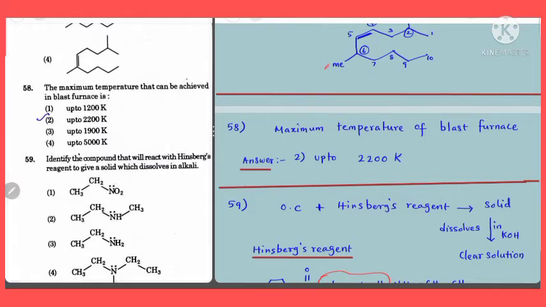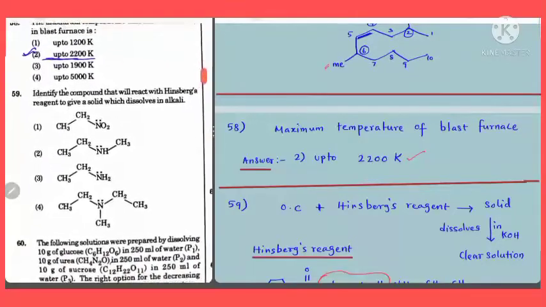Okay, so this comes in the metallurgy lesson. The maximum temperature which is reached in a blast furnace is about 2200 Kelvin. So option 2 is the right answer. Right, so now question number 59.